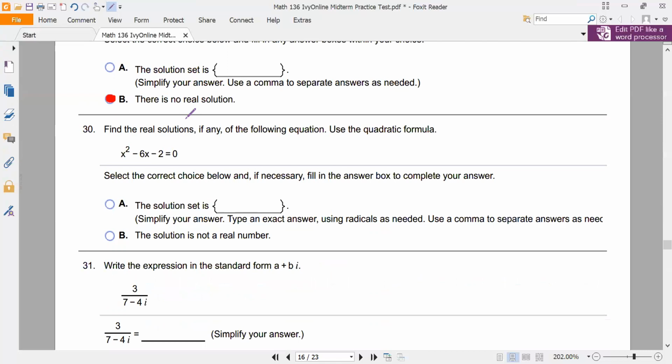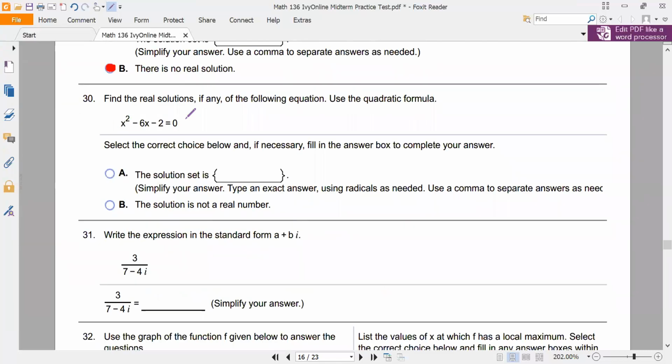Number 30, it says find the real solutions of the equation. So this looks quadratic. It does not factor. So we'll probably be using the quadratic formula like it says in the directions. So remember, a is 1, b is negative 6. You do have to worry about the sign, and c is negative 2.